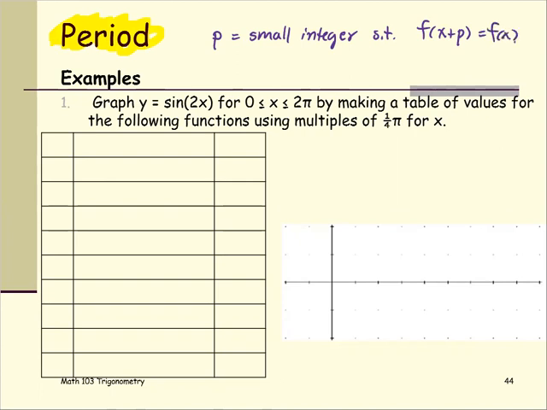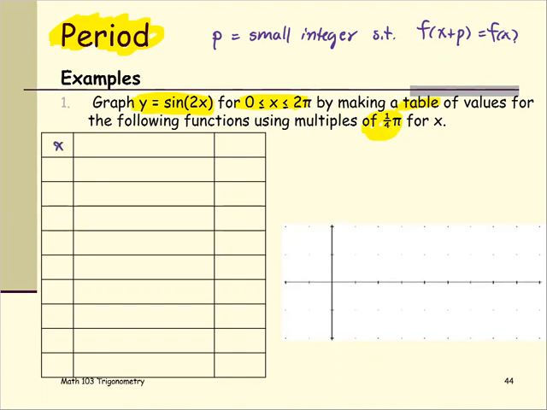The example that we're gonna do, we're gonna sketch a graph of the function y equals sine of 2x for x between 0 and 2 pi, and make a table of the values with the multiples of pi over 4 for the x value.